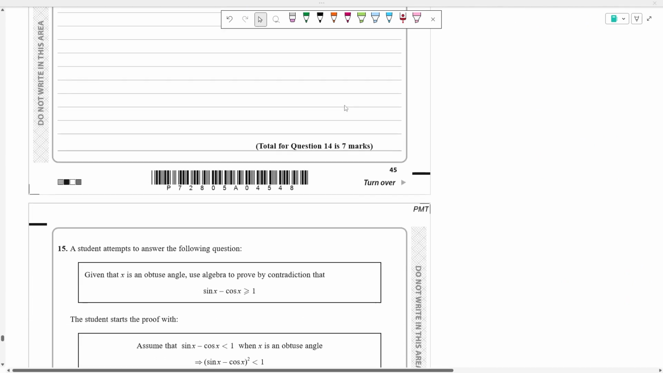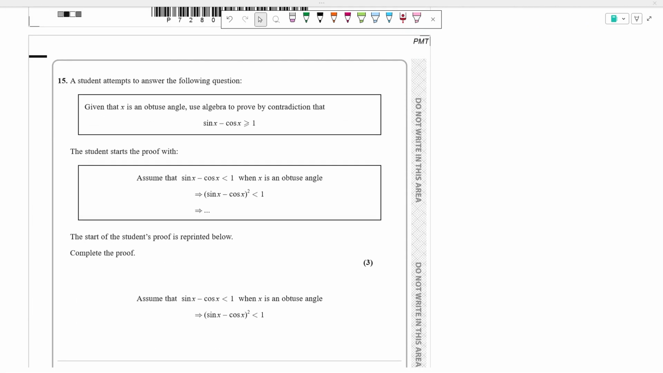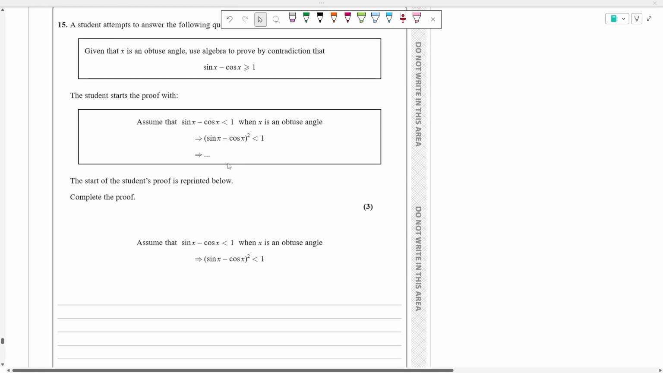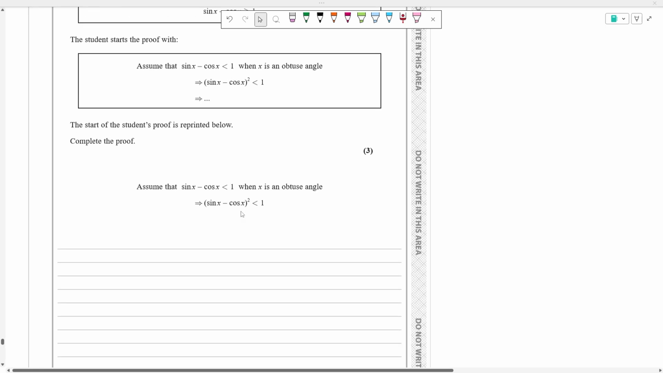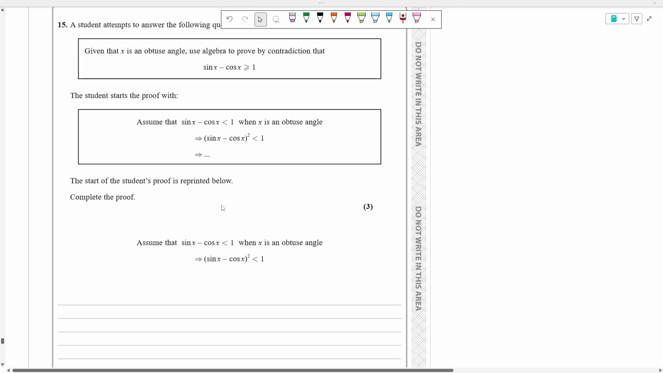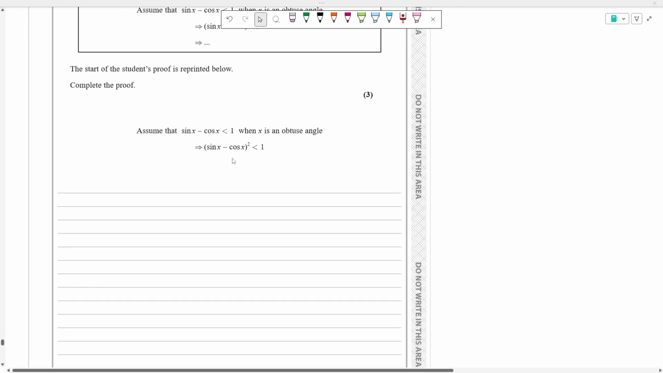Last question of the paper, and we've got some proof here. A student attempts to answer the following question. Given that x is an obtuse angle, use algebra to prove by contradiction that sine x minus cos x is bigger than or equal to 1. And he starts the proof with this. So assume that sine x minus cos x is less than 1 when x is an obtuse angle. And we have to essentially prove this equation wrong.